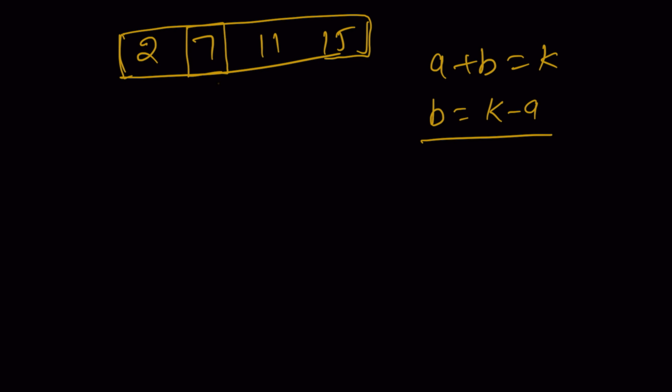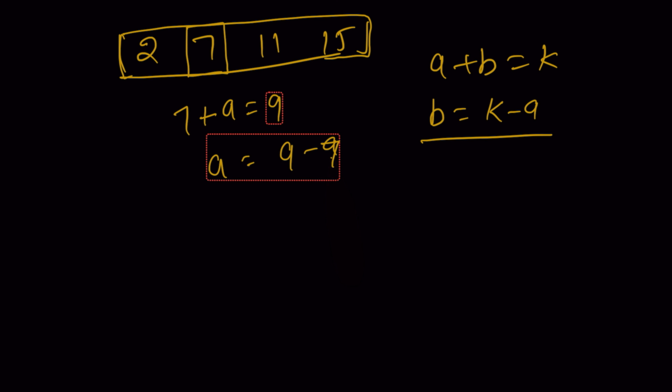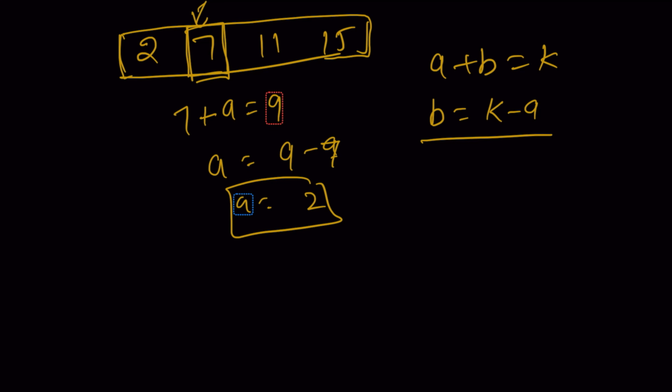If this would be an answer, then 7 plus a is equal to 9. Then there should be 9 minus 7, so a is equal to 2. So if at this point, at 7, or at any point I find a number such that k minus that particular number is already present in the list, then we can say that that number plus that number is equal to our answer. I hope you are getting my point.